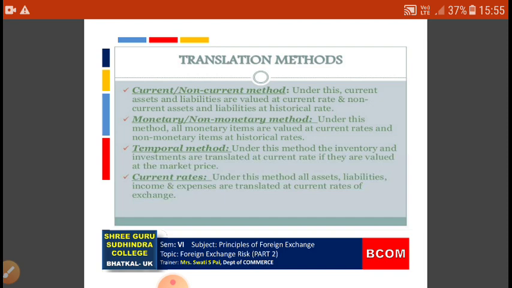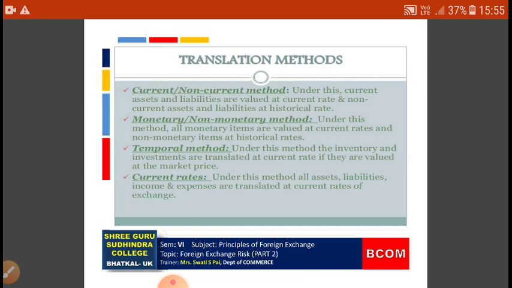Now next we come to the temporal method. This method is very similar to the monetary and non-monetary method except for inventory. Under this method, the inventory and investments are translated at current rate if they are valued at the market price. Only fixed assets are recorded at historical rate under this temporal method. All remaining items are recorded at the current rate. Next comes the current rate method. Under this method, all assets, liabilities, income as well as expenses are translated at current rates of exchange.